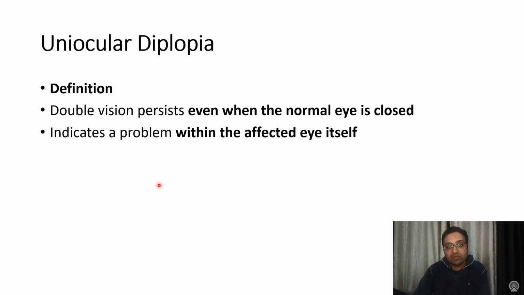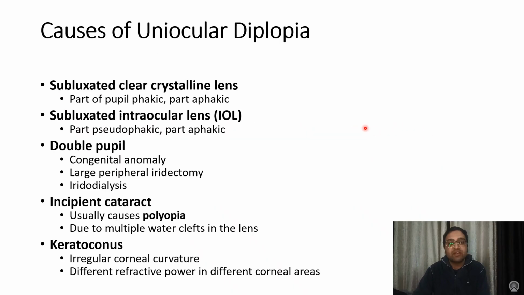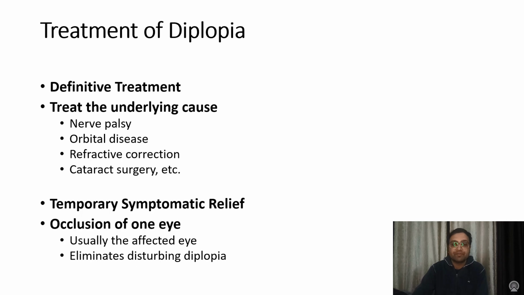Coming on to uniocular diplopia, double vision persists even when the normal eye is closed, which indicates a problem within the affected eye itself. Causes of uniocular diplopia include subluxated clear crystalline lens, subluxated IOL, double pupil effect because of a congenital anomaly or a large PI or iridodialysis, incipient cataract which usually causes polyopia because of multiple water clefts in the lens, and the last one is keratoconus because of the irregular corneal curvature, resulting in different refractive power in different corneal areas and hence uniocular diplopia.